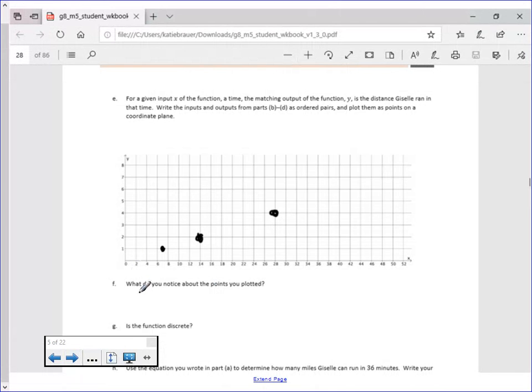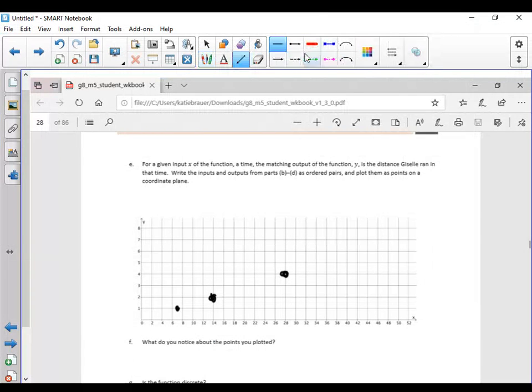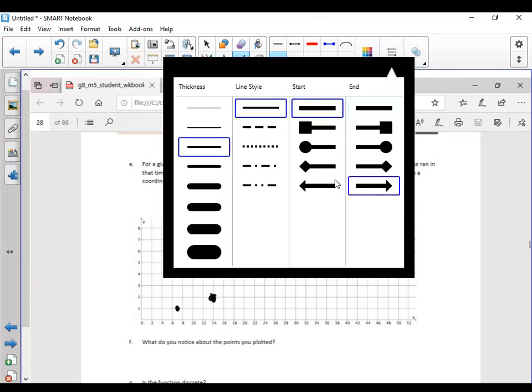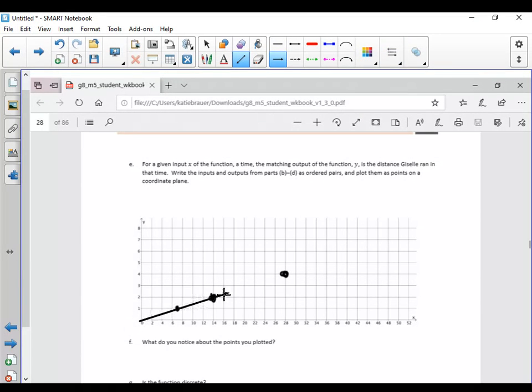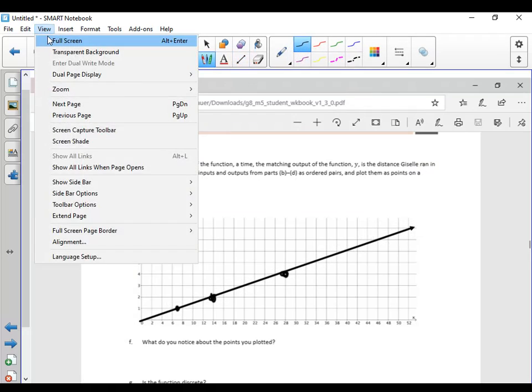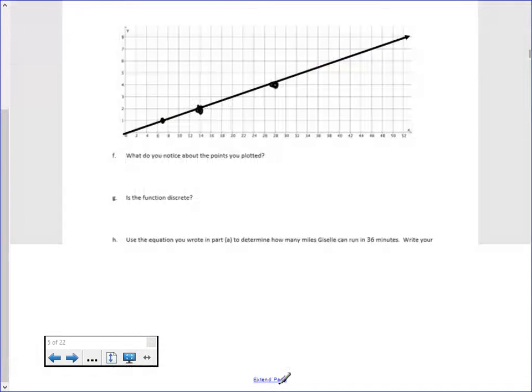Okay, if you connected these, and I'm actually going to connect these with an actual line because I don't want it to look terrible, but if I connect my points, what do you notice about the line? It's what? Linear, it's a straight line. So what do you notice about the points you plotted? It is a straight line. I like that you said linear. That's a good way to put it.